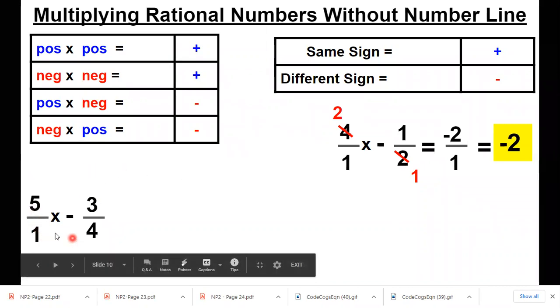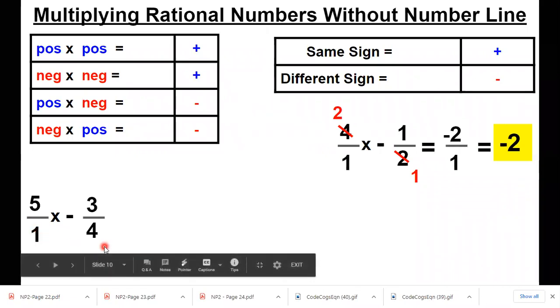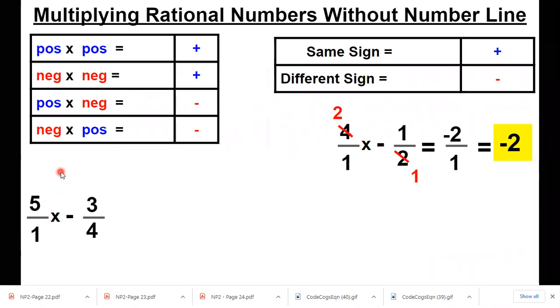There it is. It's over a 1 now. And now if I can cancel anything, I will. But can I cancel anything? Can't cancel the 1 and the 3, and I can't cancel the 4 and the 5. Nothing goes into both of those numbers. So I just have to multiply across the top.